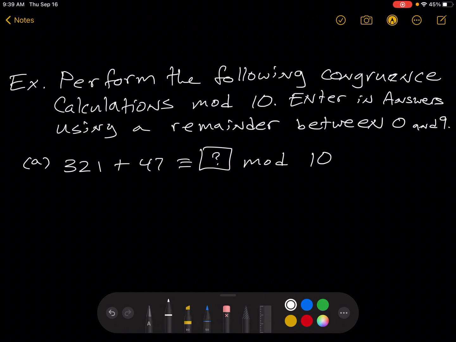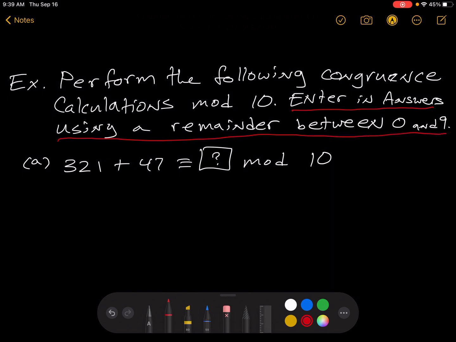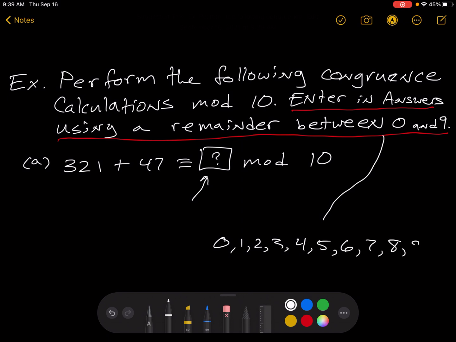This example is very similar to one of your homework problems. Before I do the problem, I would just like to take note of this part right here. Enter in answers using a remainder between 0 and 9. So what that means is that your answer, which is going to go right there, is one of these numbers: 0, 1, 2, 3, 4, 5, 6, 7, 8, or 9.